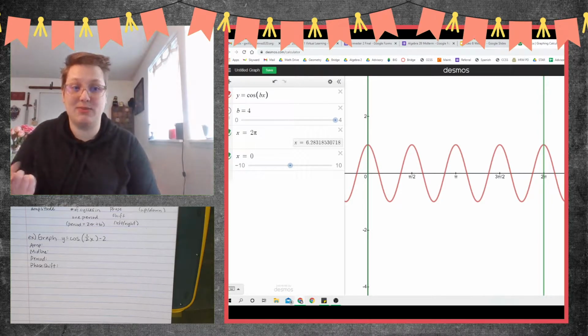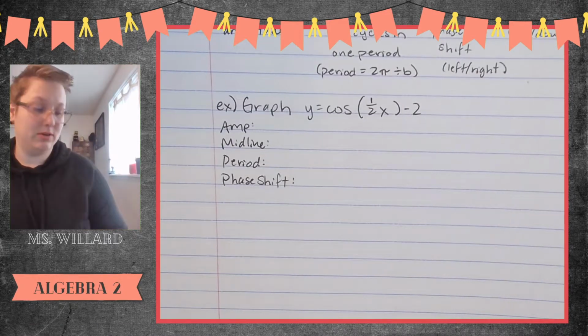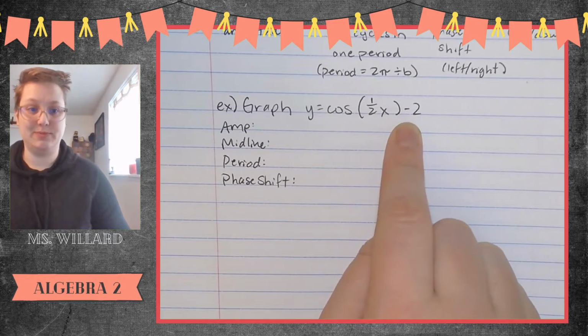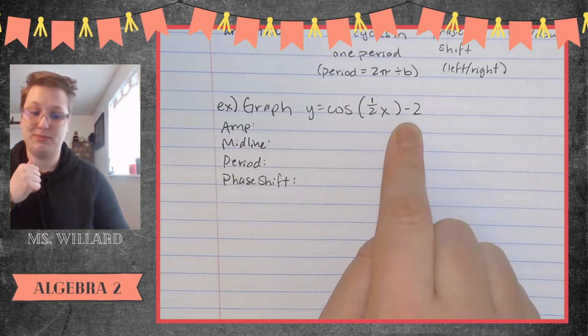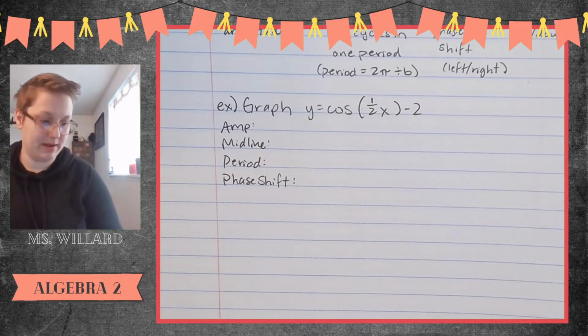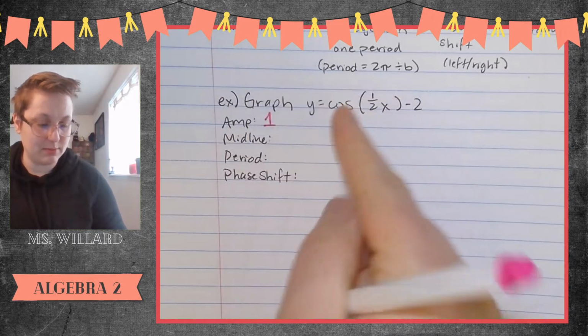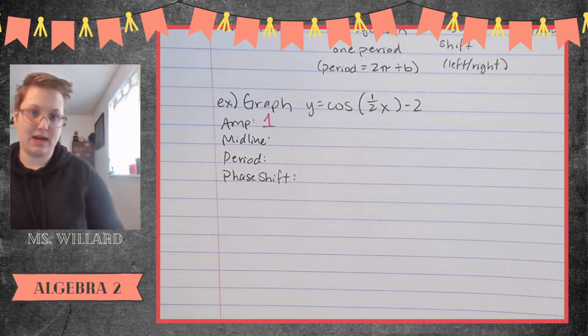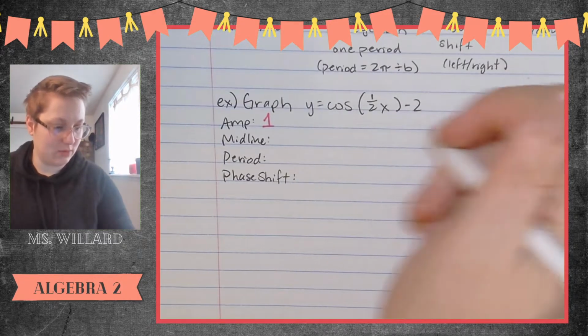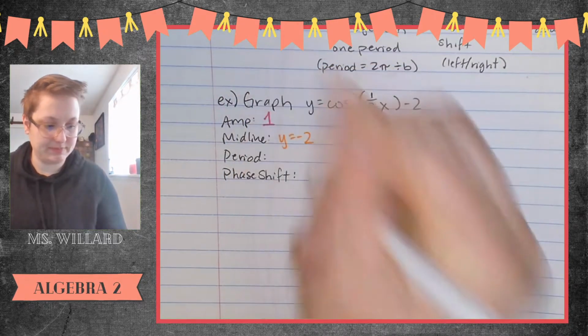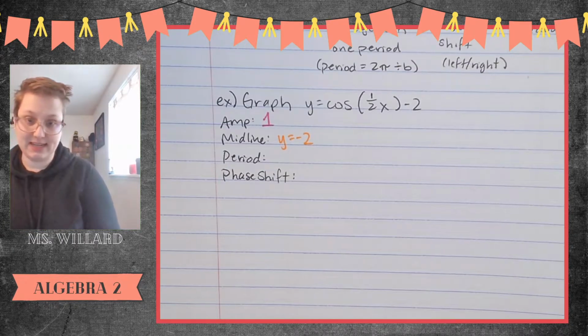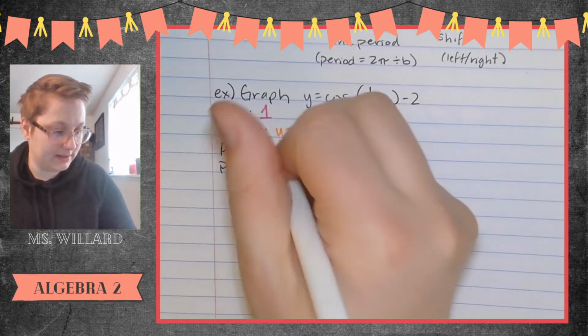It's great, I know. And then from last video, we are moving this whole thing down too. So those are the 2 things that are different from normal. Let's do it. So my amplitude is 1 because there's no number in front of the cosine here. My midline is at y equals -2. The period length is going to be 2 pi.